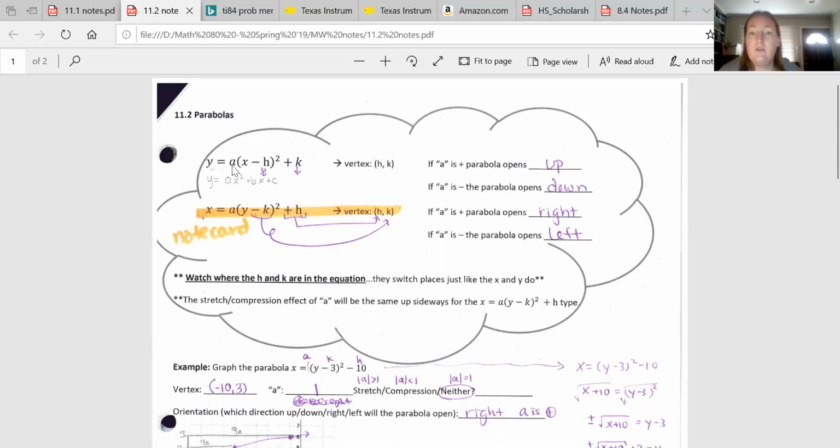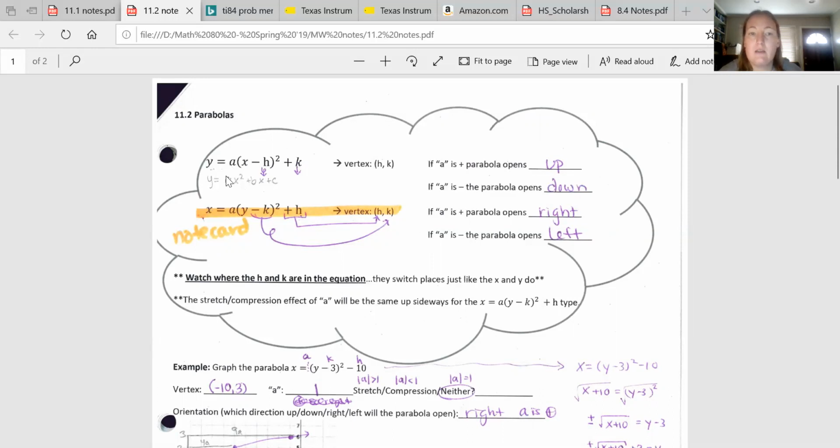And if your a is positive, it'll open up. If it's negative, it'll open down. If your a is greater than 1, it'll be stretched in comparison to the parent graph. If it is 1, it is the same shape as your parent graph. If it's less than 1 as an absolute value, it'll be wider than the parent graph. If it's 0, it's actually not a parabola, it'll be a line. And then as it gets negative, again, it's wider but downward. And then if it's even more negative, more than -1, then it's skinnier but opening down.